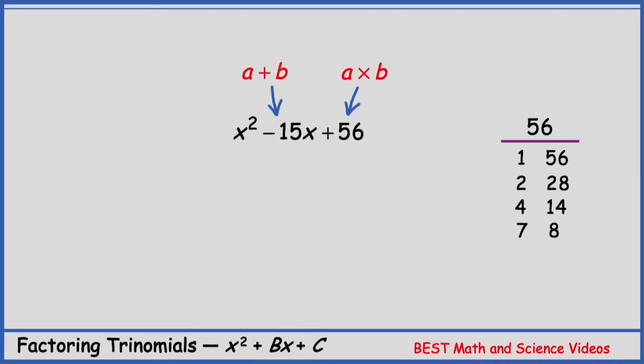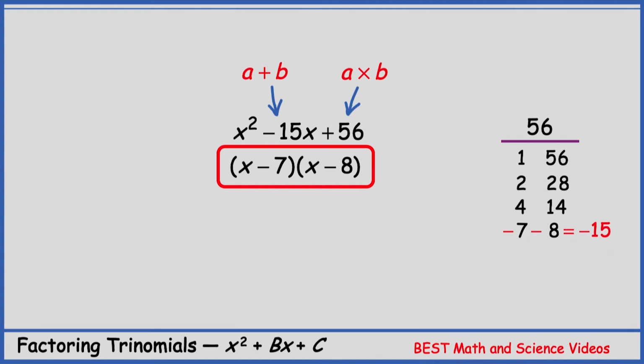Let's stop a second and look at the signs in the trinomial again. You want two numbers that add to give a negative number and multiply to give a positive number. The only way that can happen is if both numbers are negative. So look again at the possible integer pairs. If both are negative, which can you add to get negative 15? You've got it. Negative 7 and negative 8 have a sum of negative 15, so they must be your integers. The factored form of the trinomial is x minus 7 times x minus 8. And that's your answer.